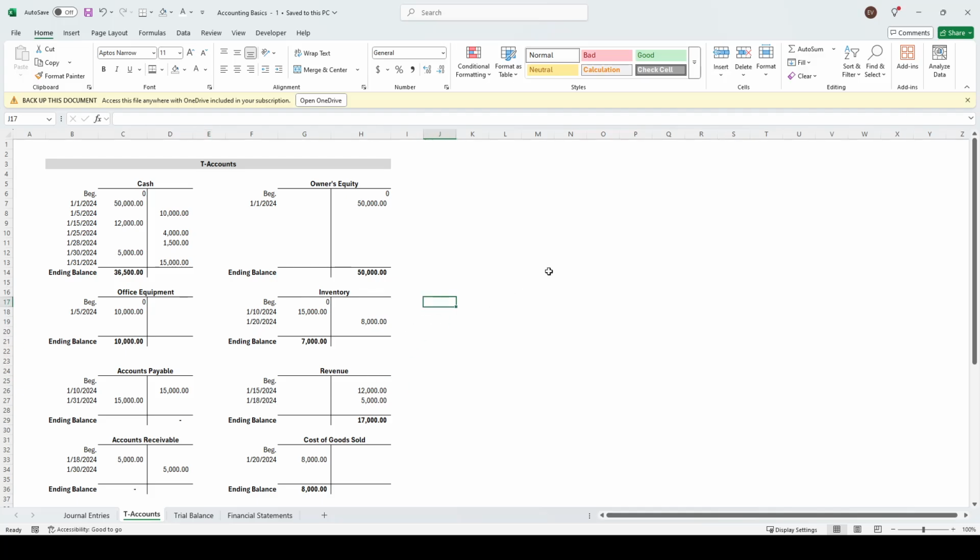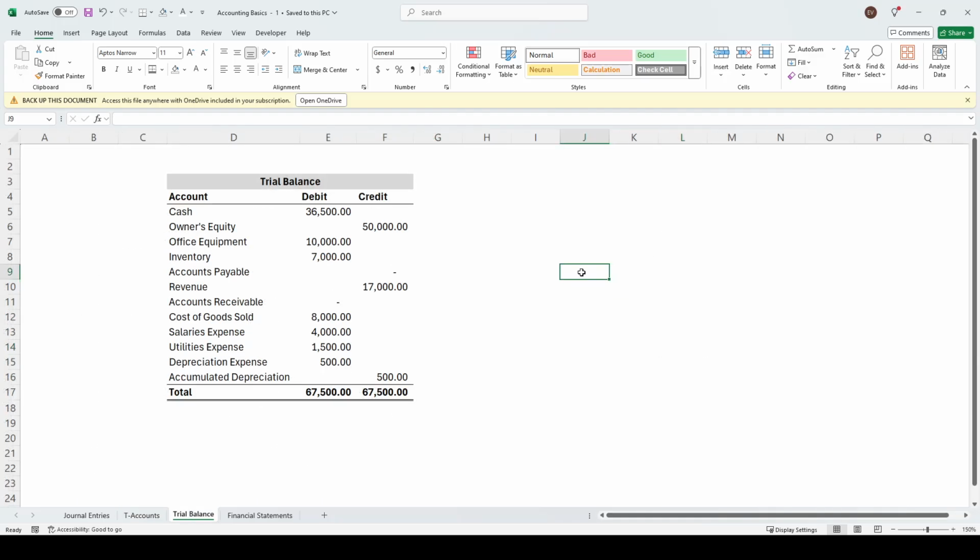We can now go ahead and summarize all of these various T accounts to our trial balance. And here you see a nicely organized summary of the various balance sheet accounts that summarize all of the debits and credits.